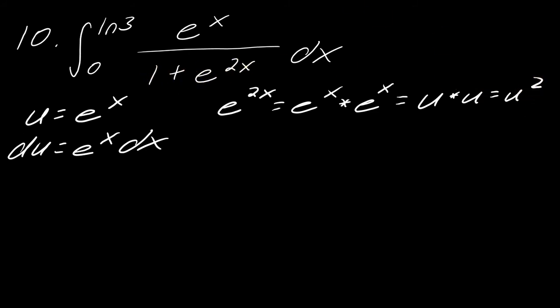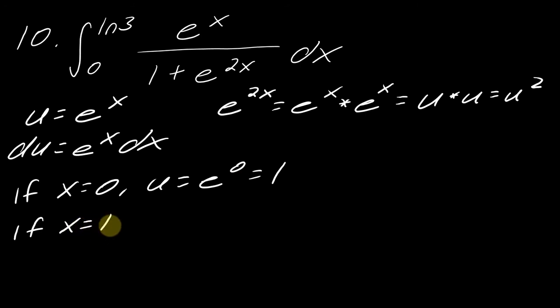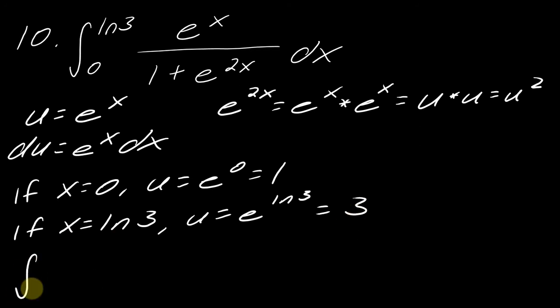So we still have to work on the limits of integration, so let's also just deal with those real quick. So if x equals 0, then my u will equal e to the 0, which is just 1. And then if x equals the natural log of 3, then my u will equal e to the natural log of 3, so that's just going to equal 3, okay? So now I can go ahead and perform this substitution. So this becomes du, oops, let me fill in my limits of integration. This goes from 1 to 3, and then this is du over 1 plus u squared.